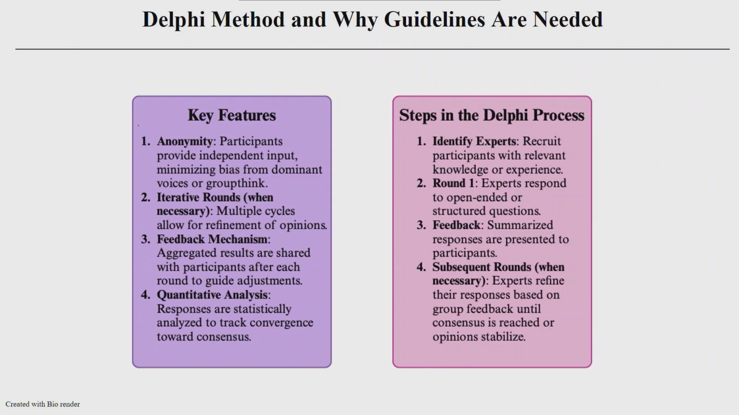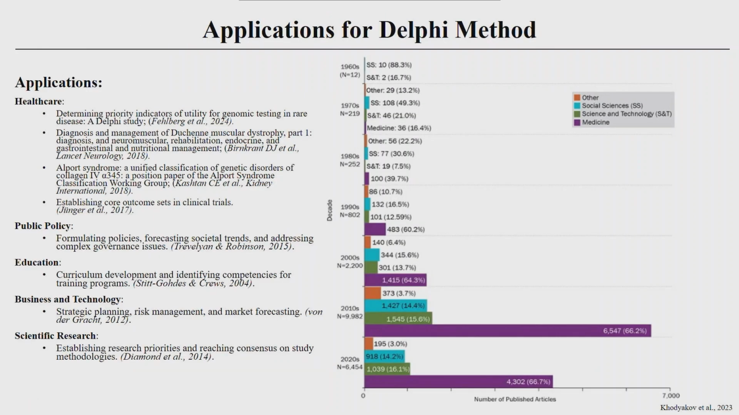method consensus, which is a very structured and useful tool that has different key features and steps. They provide anonymity for expert panels in different specialties on these disorders, provide iterative rounds with a feedback mechanism, and quantitative analysis of the data. It has a wide array of applications. As you can see here, it was applied in different fields: healthcare, public policy, education, business, and scientific research.